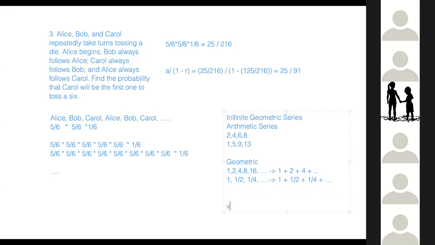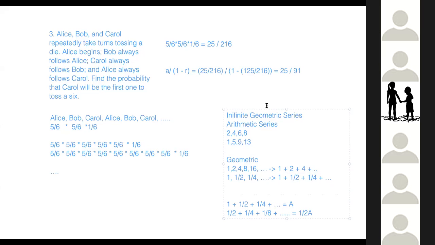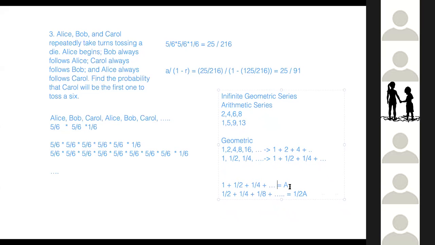So let's say this is equal to sum A. Let's now multiply this by 1/2. So what do you get? 1/2 plus 1/4 plus 1/8 plus so on is equal to 1/2 A. Does anyone have an idea how to solve for A given these two equations?